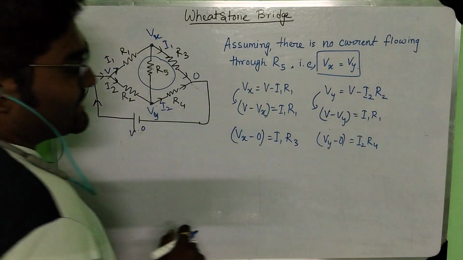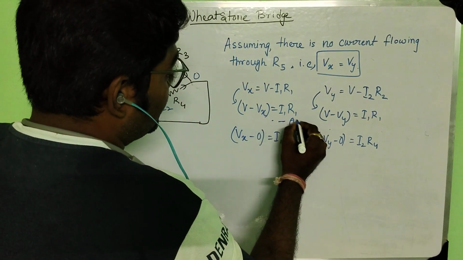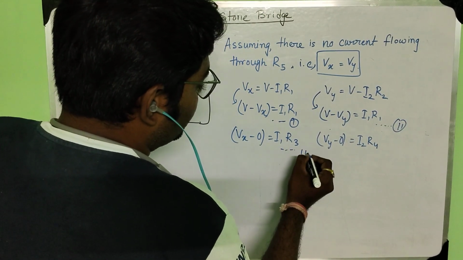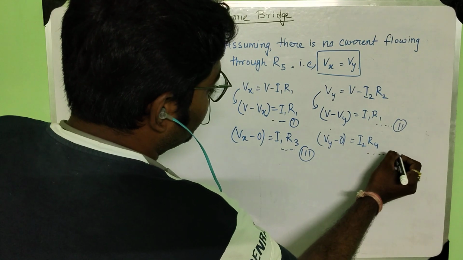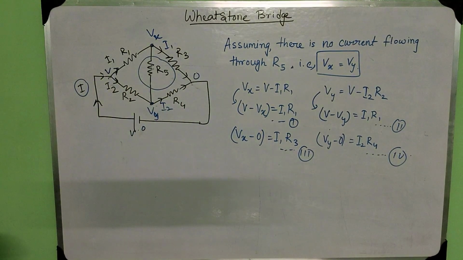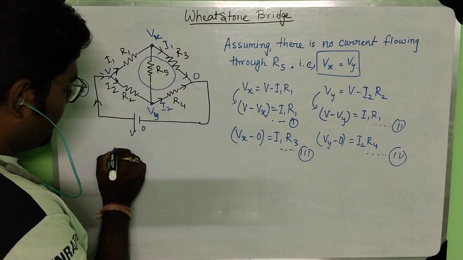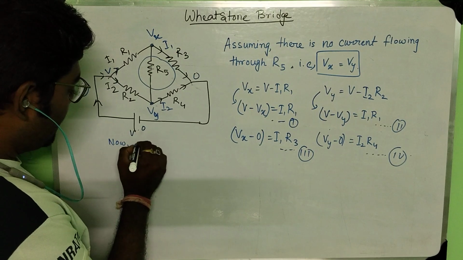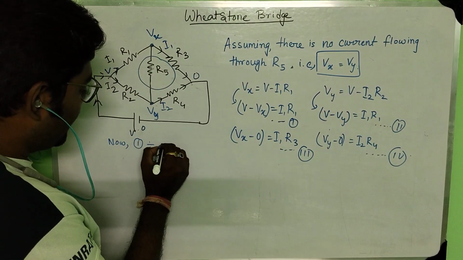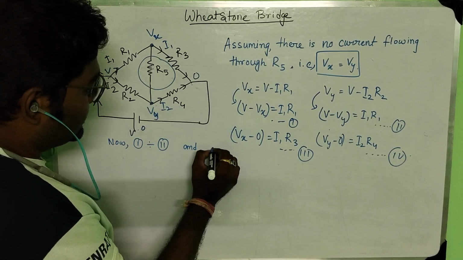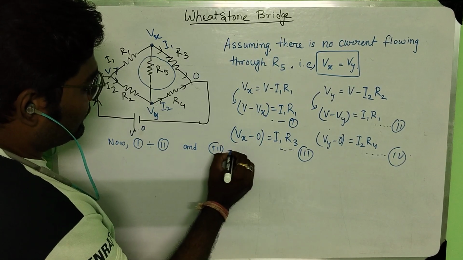So I can write these things. This is equation 1, equation 2, equation 3, equation 4. These 4 equations I can write. Okay. Now 1 divided by 2, and 3 divided by 4.